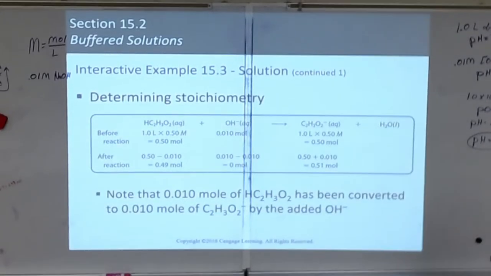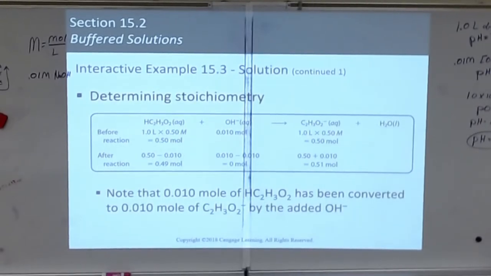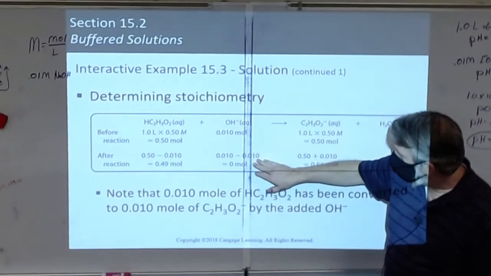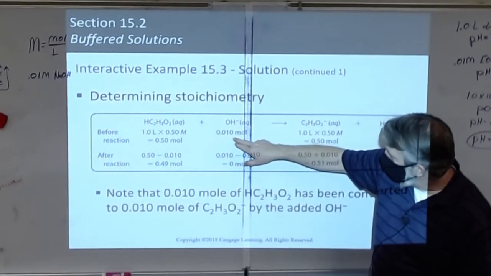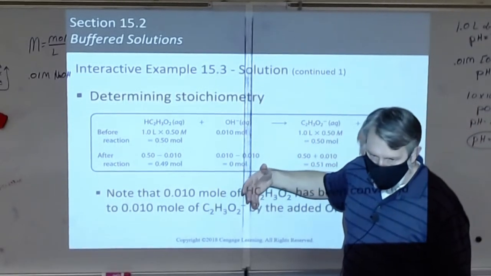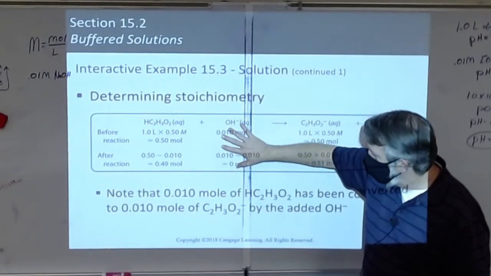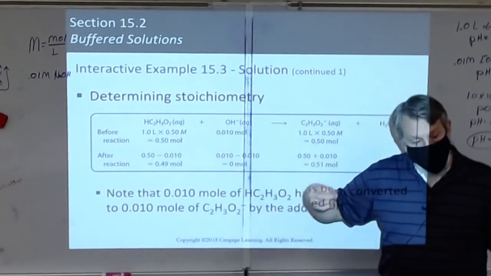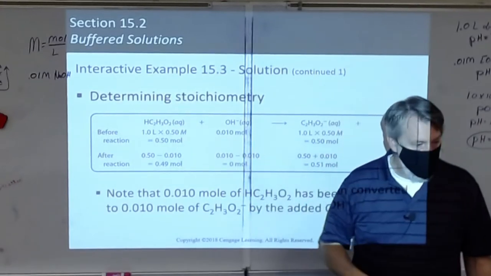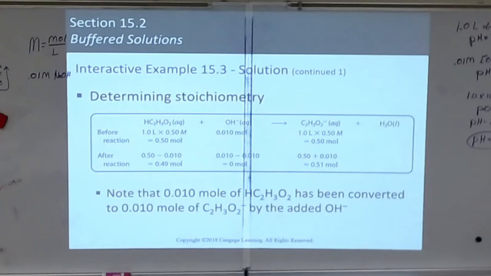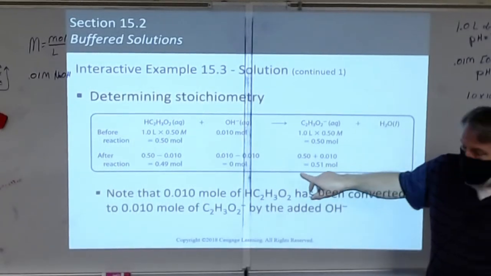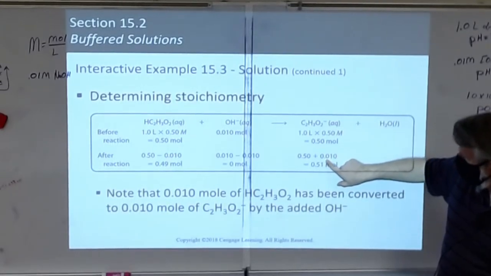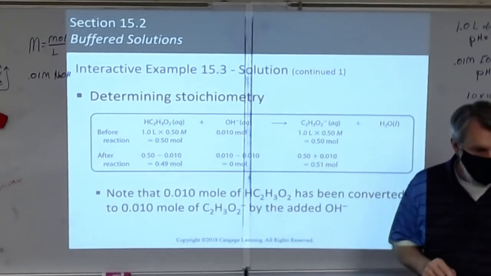So here's our stoichiometry. Before the reaction, before I put the sodium hydroxide in, I had 0.5 moles of acetic acid, and then I put the hydroxide in. Before the reaction started, I had 0.01 moles of hydroxide. I let them react completely. I'm going to say that all the hydroxide's used up, so I have 0 of that. I've used up 0.01 moles of the acetic acid. So in this case, I'm starting with 0.49 moles of acetic acid instead of 0.50 moles. Because I've converted 0.01 moles of acetic acid to acetate, I now have an extra 0.01 moles of acetate. Are we following?